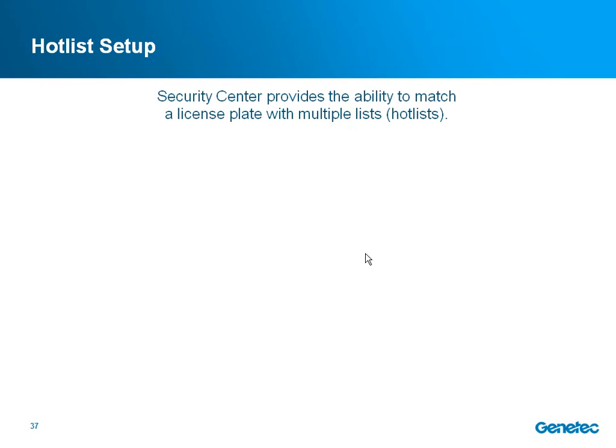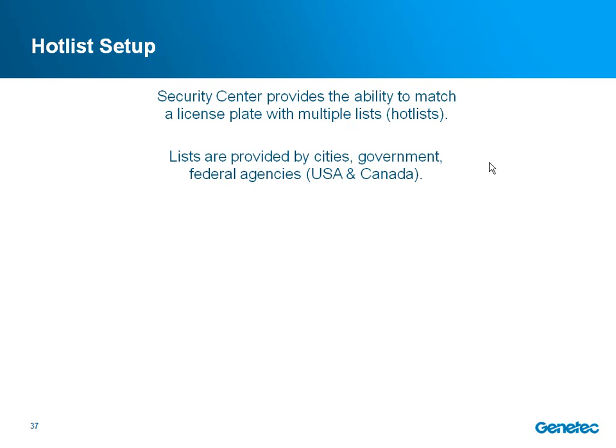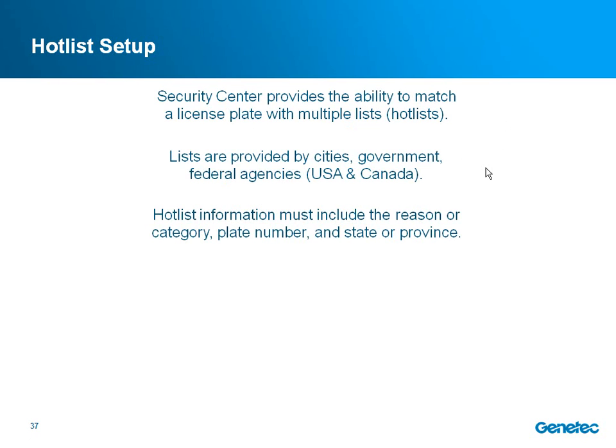Hot lists are quite literally lists of hot or wanted vehicles. These lists of vehicles of interest are generated by cities, governments, and law enforcement agencies, and will typically include at least the category or reason the vehicle is wanted, the plate number, and the state or province the license has been issued from.